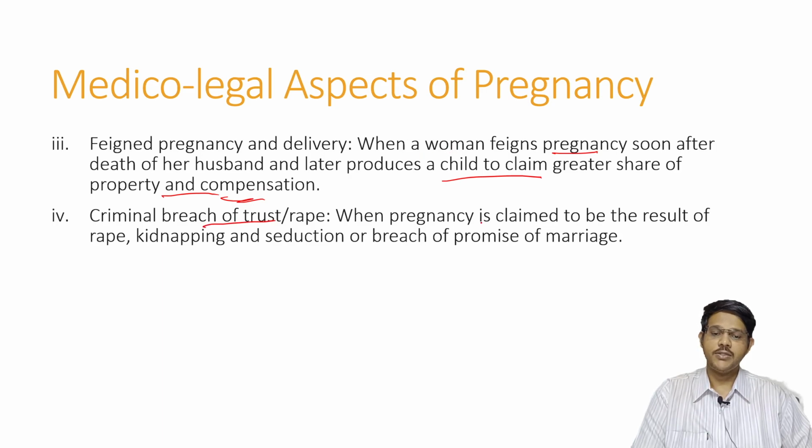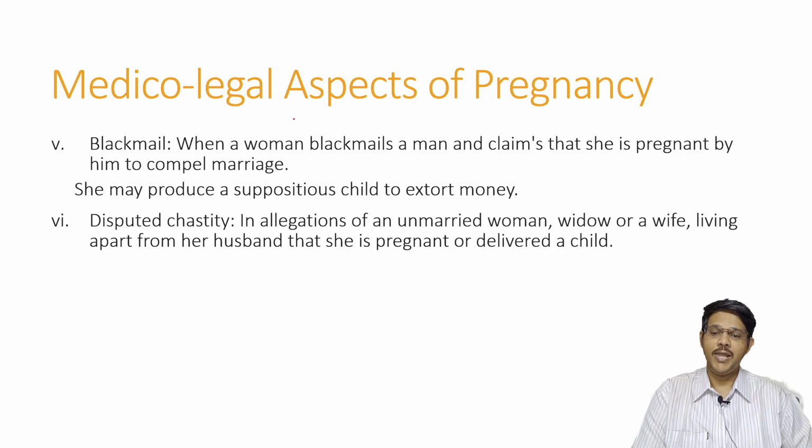Criminal breach of trust or rape. When the pregnancy is claimed to be the result of rape, kidnapping and seduction, or breach of promise of marriage. Then blackmail, when a woman claims that she is pregnant by a man in order to compel marriage. She may also produce a supposed child, that is a false child, where she has not given birth, but she brings a child from some other woman and claims that it is her child to extort money.